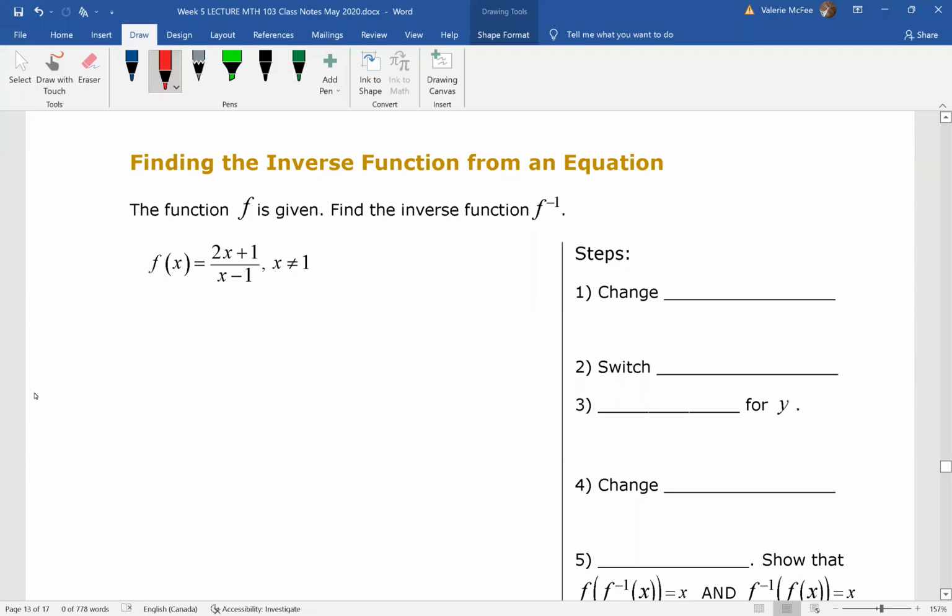So we've looked at inverse functions as a set of ordered pairs. We've looked at inverse functions from graphing, and now it's time to find the inverse function given an equation. We're going to use these steps again when we look at exponential functions and logarithmic functions. So make sure you feel comfortable with the steps so that we can use them again without spending a lot of time reviewing them. So the first thing we want to do is change f of x to y.